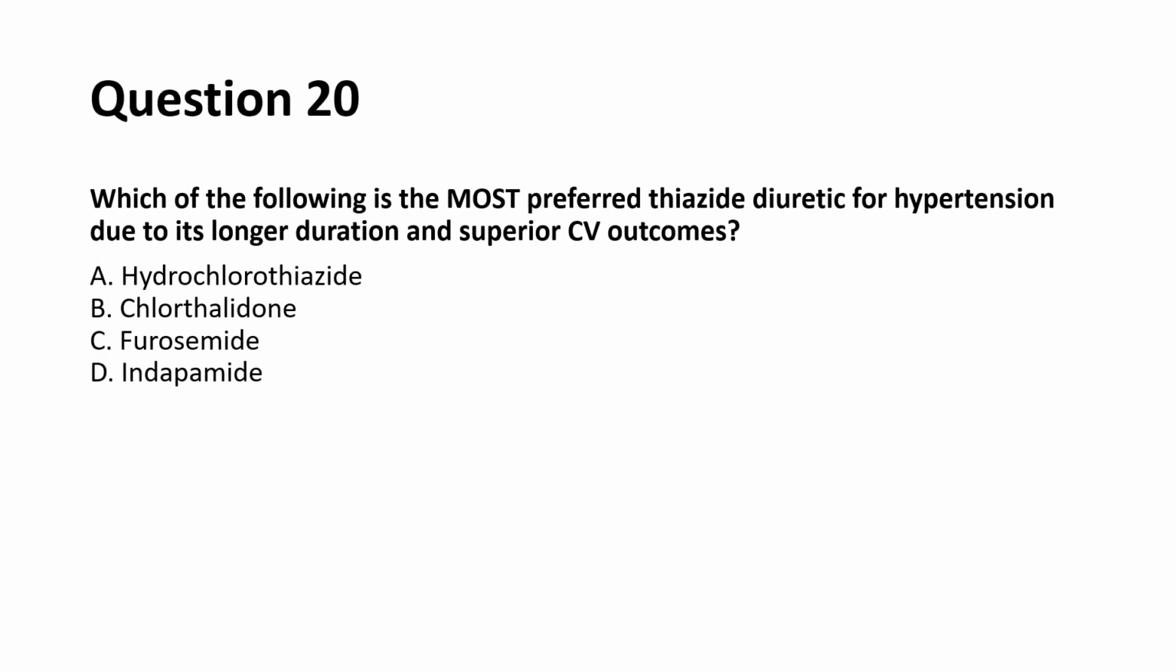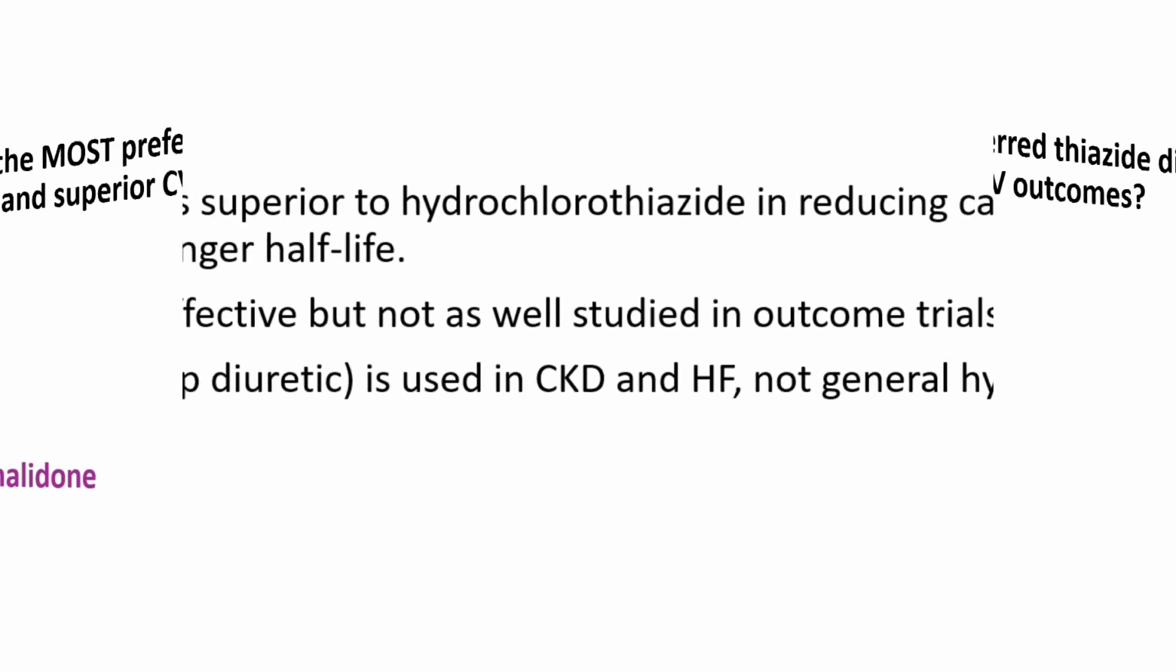Which of the following is the most preferred thiazide diuretic for hypertension due to its longer duration and superior cardiovascular outcomes? Hydrochlorothiazide, chlorthalidone, furosemide, indapamide. The correct answer is chlorthalidone.